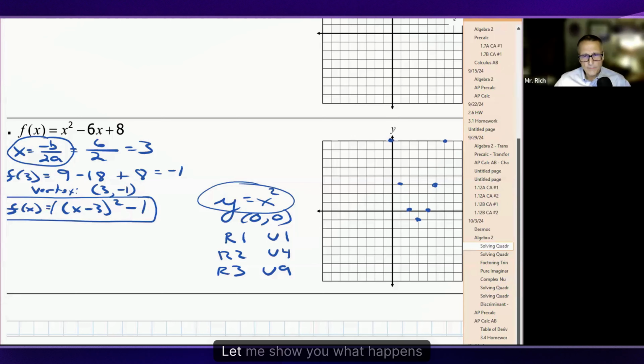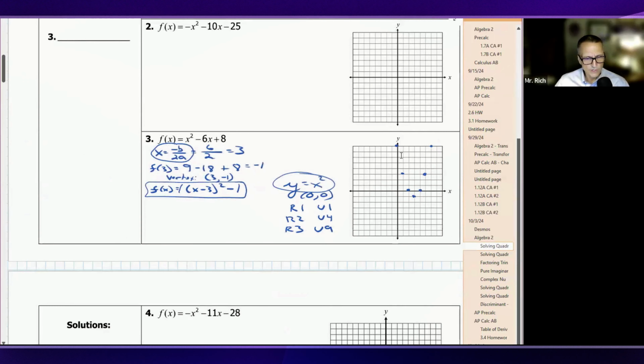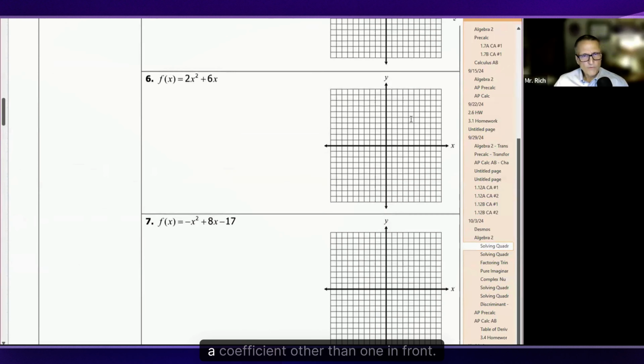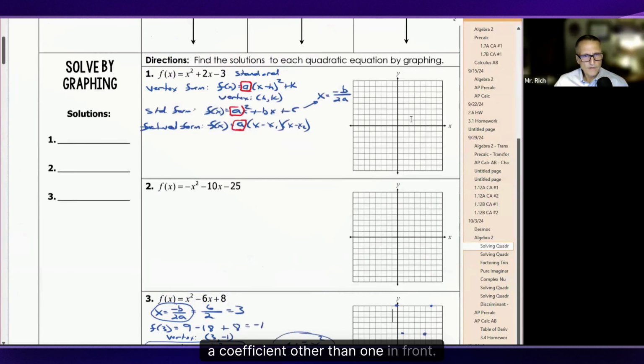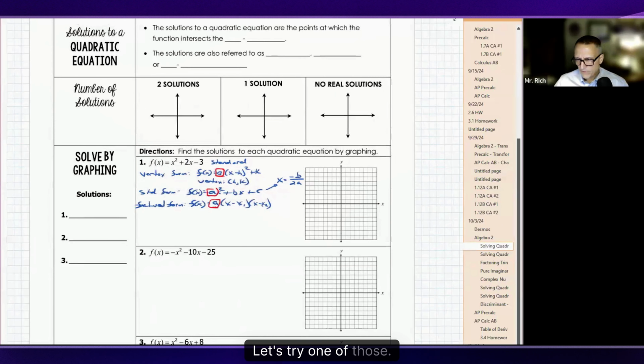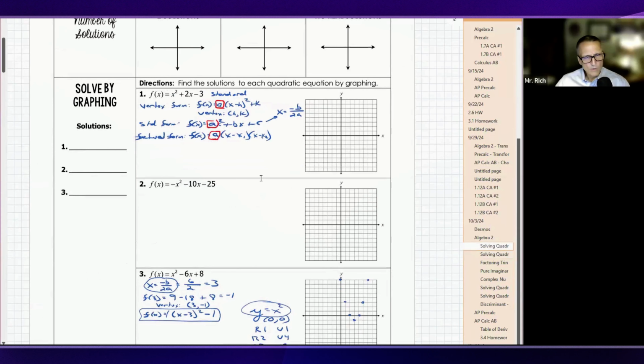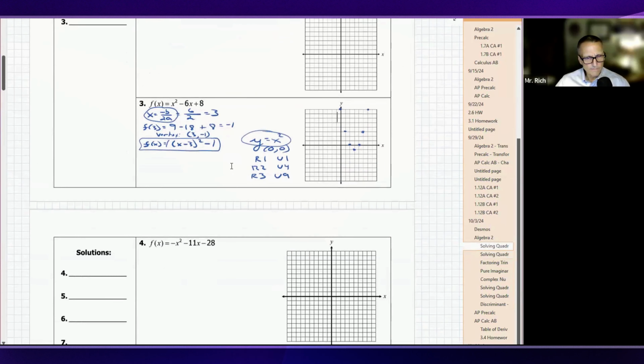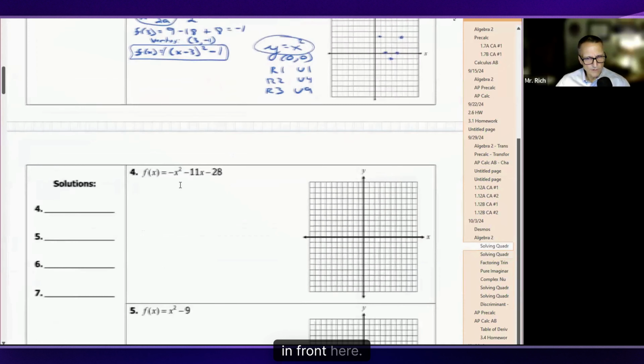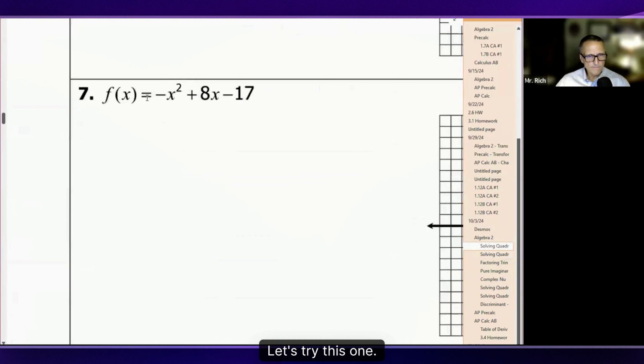Let me show you what happens when you have a coefficient other than 1 in front. Let's try one of those. Maybe this one. That's not the best one. Let's go back over here. Well, let's do it with the negative in front here. Yeah, let's try this one.